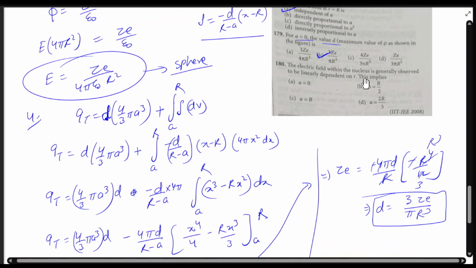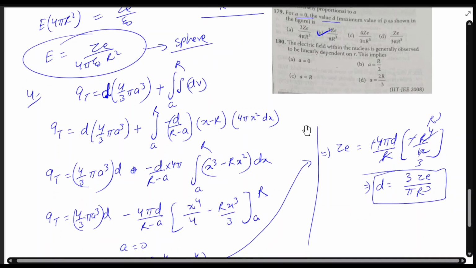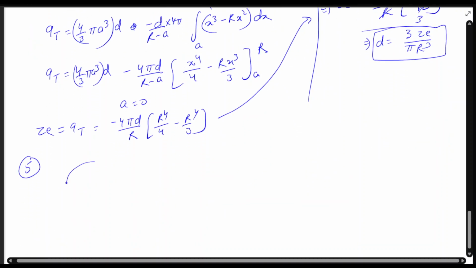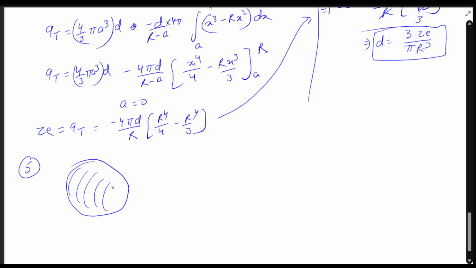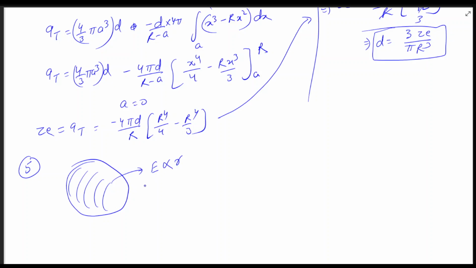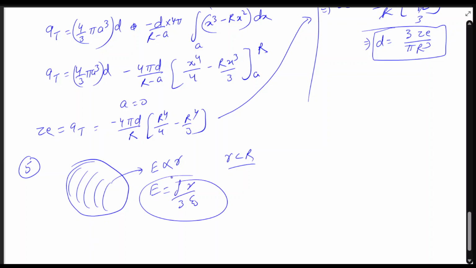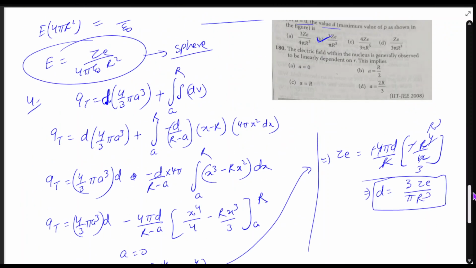Now, the electric field within the nucleus is generally observed to be linearly dependent on r, right? So we have studied this. If we have a sphere, its electric field is directly proportional to r internally, for r less than capital R, right? And we know this, it is rho r upon 3 epsilon naught, right? And this happens when this is uniformly charged.